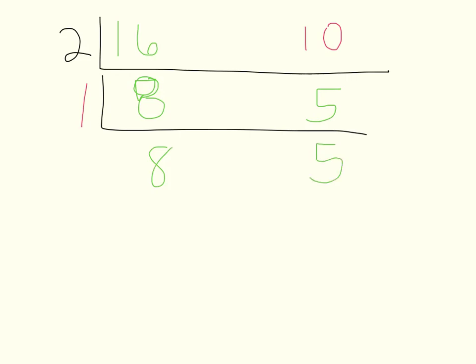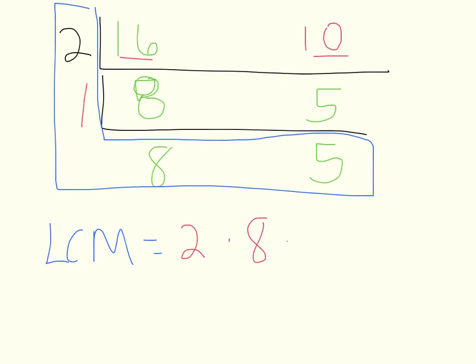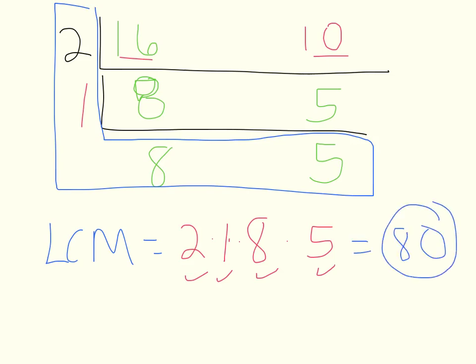Again, the super cool thing about this is I'm thinking LCM. I make my L, and here are all my numbers for LCM. I now know that the LCM of 16 and 10 is 2 times 1 times 8 times 5. 2 times 1 is 2, times 8 is 16, times 5 is 80. So 80 is the smallest number that both 10 and 16 go into.